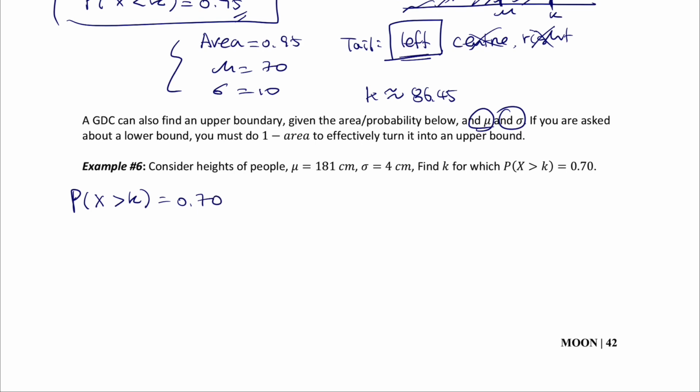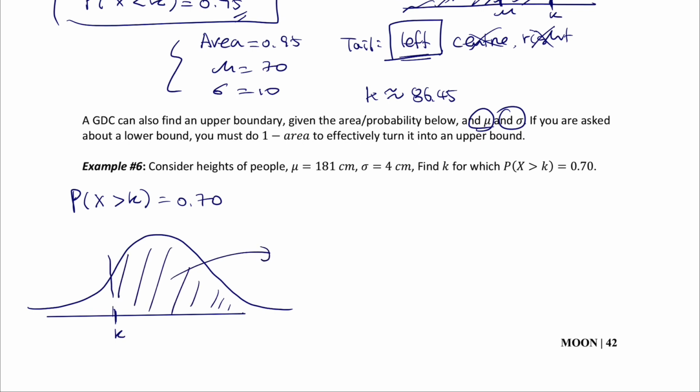So using the normally distributed graph, we can say that this is the normally distributed data, and we are not sure about where the K is located. However, since X is greater than K, the 0.70 refers to the ones on the right-hand side. If you're using a TI-84 calculator, you can still choose the right tail and calculate your missing K value. However, that's not the case for all calculators.